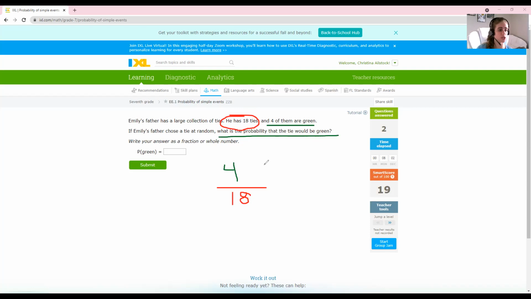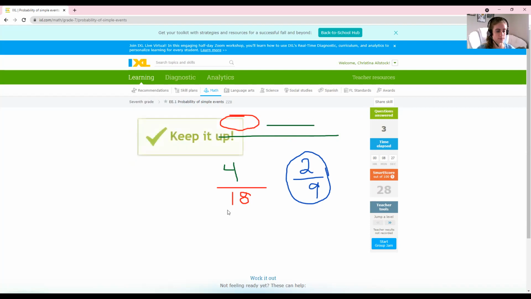Even though I have been told to keep my answer as a fraction, we always want to simplify our fraction. Well, what can we simplify this to be? We can divide both of them by 2. So 4 divided by 2 is 2. 18 divided by 2 is 9. So he has a 2/9 chance of pulling a green tie.